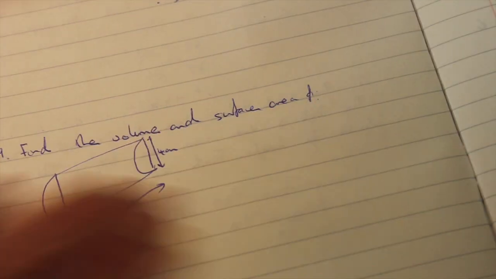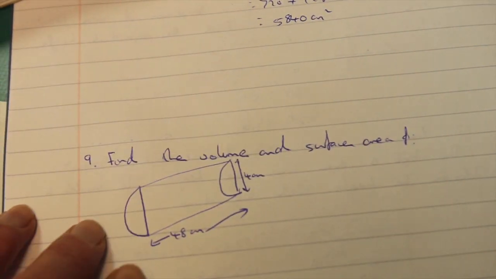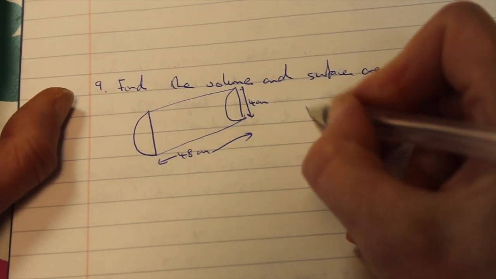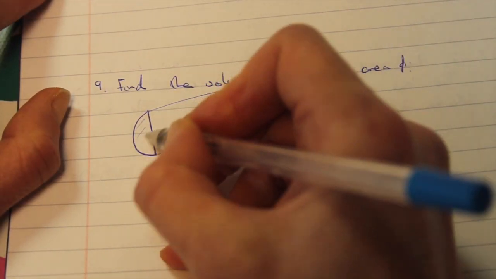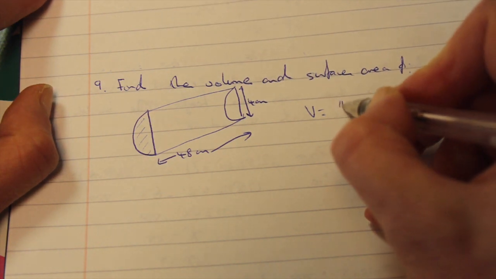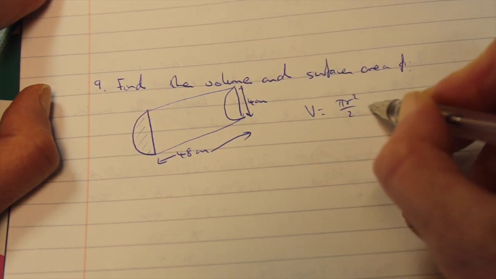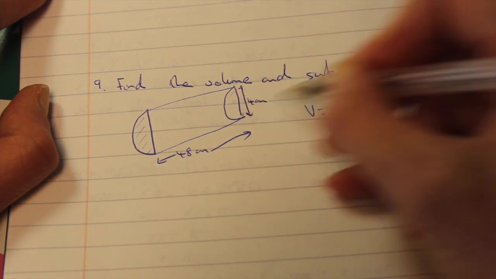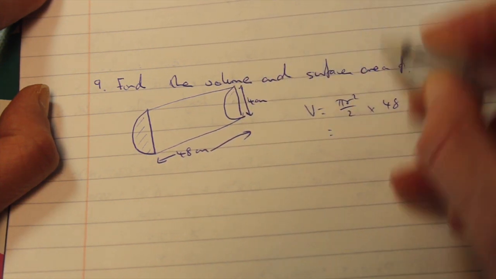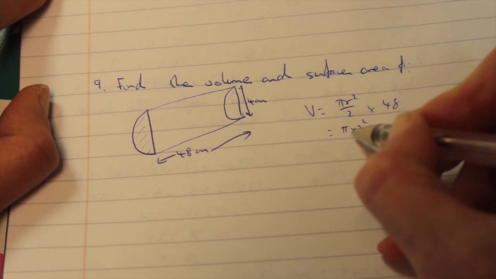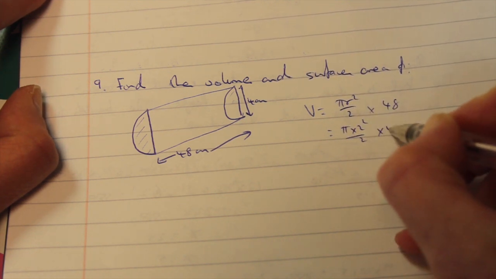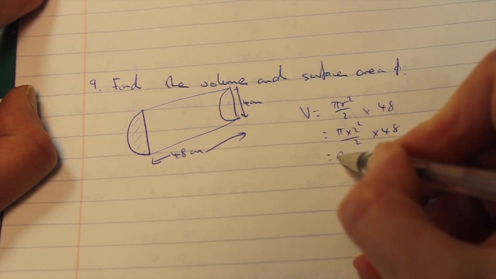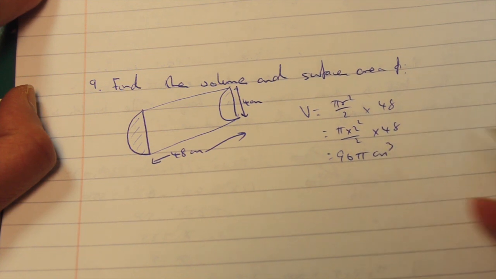Now, I'm going to have a look at number 9, which is half a cylinder. And they want the volume. Volume is the area. So area of a circle is pi r squared. You have half a circle times the length, 48. Now, if you look at your circle there, the diameter is 4, so the radius is going to be half. That's going to be 2. So it's pi times 2 squared over 2 times 48. So that just becomes 96 pi centimetres cubed.